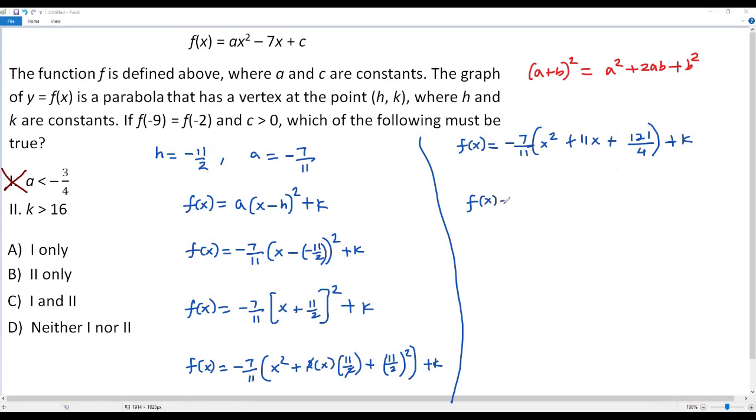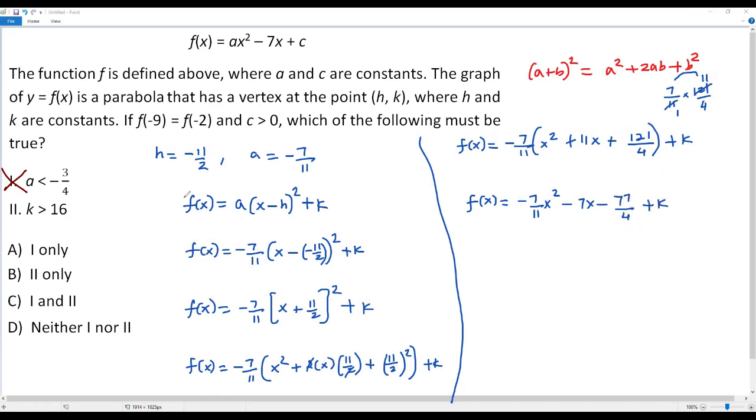Okay, then f of x equals, we can distribute this negative 7 over 11 to all the terms inside the parenthesis. Then I'm getting negative 7 over 11 x square, and when I multiply negative 7 over 11 and positive 11x, I am getting negative 7x, because the 11 and 11 will cancel out. Now let's multiply the last term: negative times positive is negative. Let me do this multiplication separately, that is 7 over 11 times 121 over 4. 11 goes into 11 one time, and 11 goes into 121 11 times, and 7 times 11 is 77, so we get negative 77 over 4, plus k.